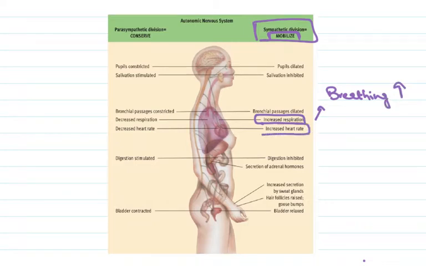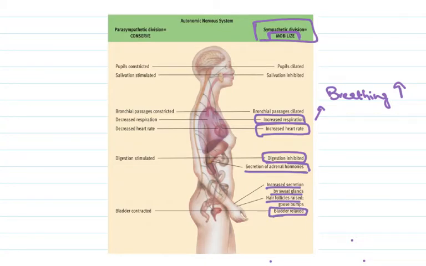Then there's increased heart rate, right? Then you have this other action that's happening in which your digestion is inhibited. This is basically an attempt to conserve energy and to route it elsewhere, right? Then you have the secretion of adrenal hormones, right? That's another hormone, adrenaline, that is really implicated in the fight or flight response. So that is also taking place here. Then you have increased secretion by sweat glands, right? Your hair follicles are raised so that you get goosebumps, and your bladder is also relaxed, right?